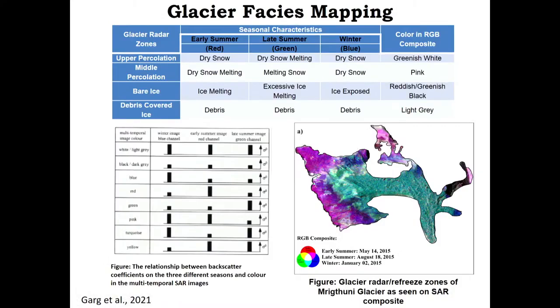So with the help of the SAR data, if you have the temporal SAR data, you can also identify the different glacier zones, such as the percolation zone, upper percolation zone, middle percolation zone, the bare ice, and the debris covered glacier. If we have temporal active remote sensing data, SAR data of different seasons, early summer, late summer, and the winter, because of the condition of the slope, the backscatter will change.